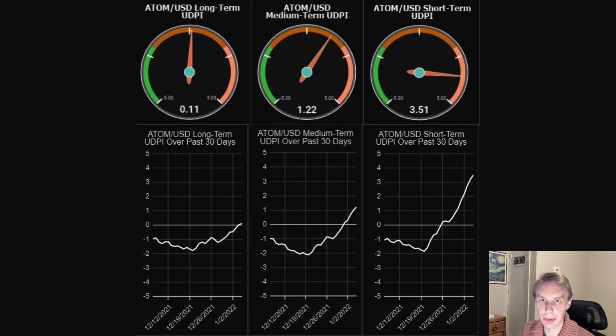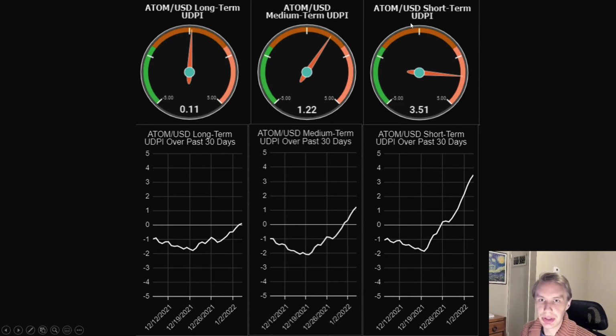I think if Bitcoin were to really dump from its current range it's stuck in, if it were to go down to maybe 42K, or even if it were to fall below that especially, I would expect Atom, along with the rest of the crypto market, to really dump despite all the strength that Atom is showing right now. So we'll just have to wait and see what happens with all of that.